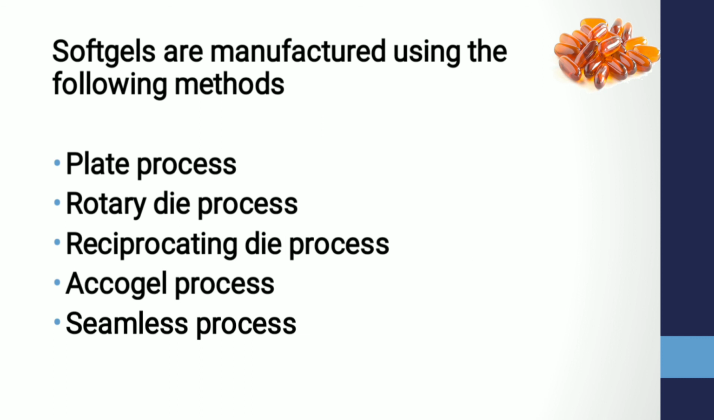It is also known as the bubble method. The seamless technique produces one-piece soft gelatin capsules without the use of dies. The process is often referred to as the bubble method, which creates seamless spherical soft gelatin capsules called pearls. So these are all the different methods which can be employed for manufacturing soft gelatin capsules. Finally, to summarize, soft gelatin capsules can be manufactured either by the plate process, the rotary die process, the reciprocating die process, then the Eco-gel process and the seamless process.